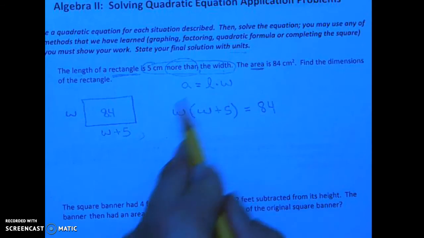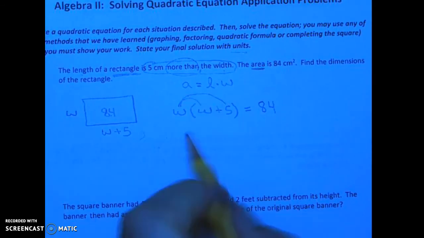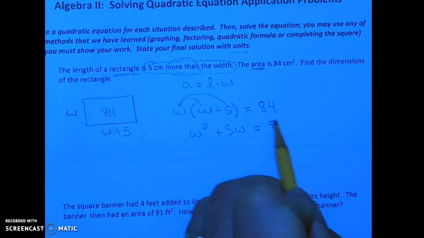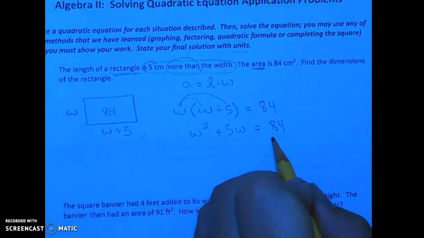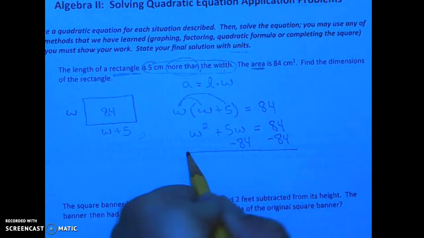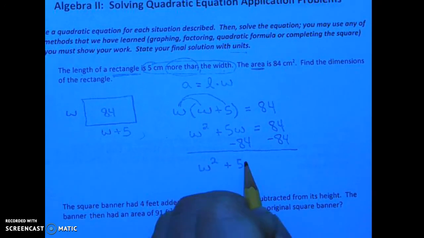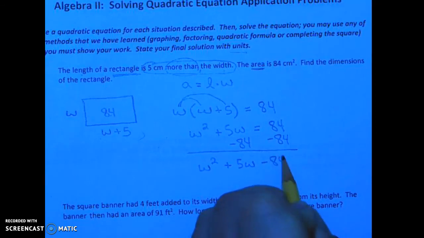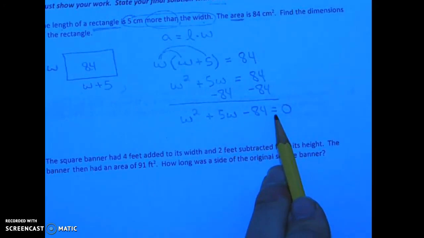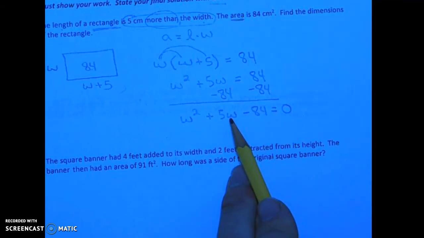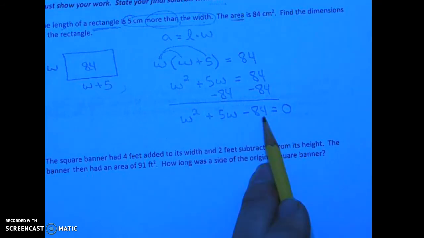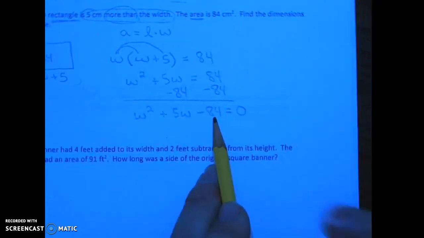So I'm going to go ahead and simplify the left side by distributing. Then I'm going to go ahead and subtract the 84 to get my 0 on the right. And now we want to solve this. Well, we've used the quadratic formula, which would work here. We've done the vertex method. We did that in the warm-up yesterday. So let's just review factoring, in case we've forgotten.